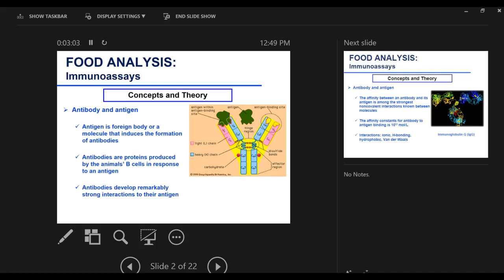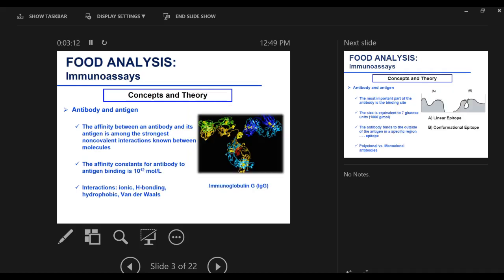So the interaction is very, very specific and very, very strong. It's the strongest non-covalent interaction that can happen. So the affinity is huge between the antibody and its antigen. And like I said, it's the strongest non-covalent, so there are no covalent linkages. It's non-covalent, could be hydrogen bond, ionic, hydrophobic, van der Waals. Very specific and very strong with really high affinity constant.